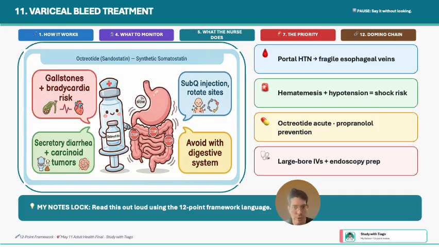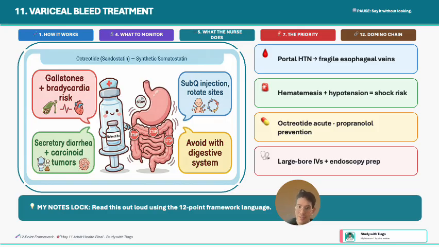Yeah. Third, anticipate treatments. Okay. Octreotide may be used to reduce portal blood flow and pressure. Antibiotics may be ordered because the infection risk rises in cirrhosis and with GI bleeding. Endoscopy can diagnose and treat the bleeding source, often with a band or ligation. Yeah. The test trap, yeah, is picking a calm teaching answer when the patient is actively bleeding.